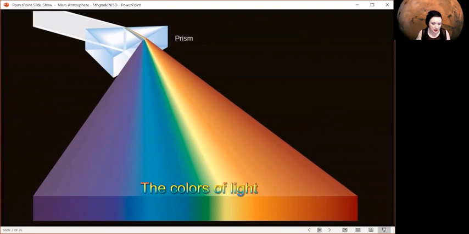There are other ways you can do this. If you look at DVDs, you also see it there. And that's because light is made up of lots of different colors. It basically is made up of all the colors of the rainbow all merged together.